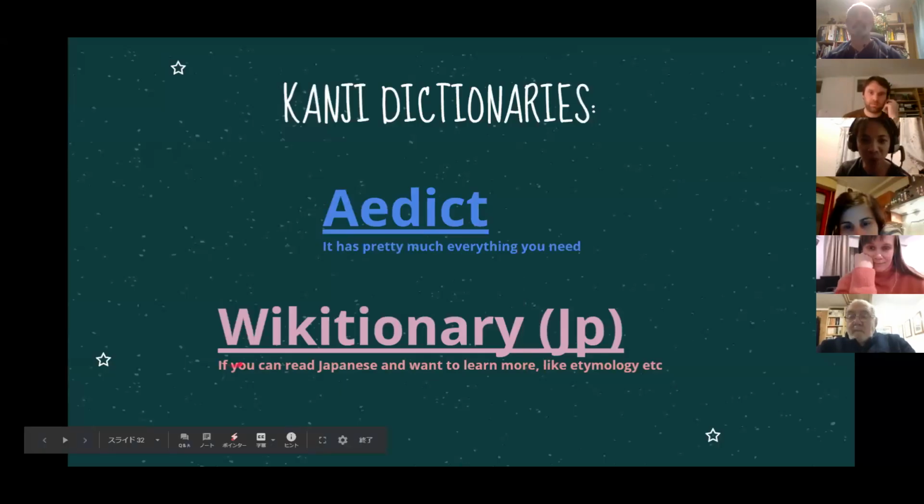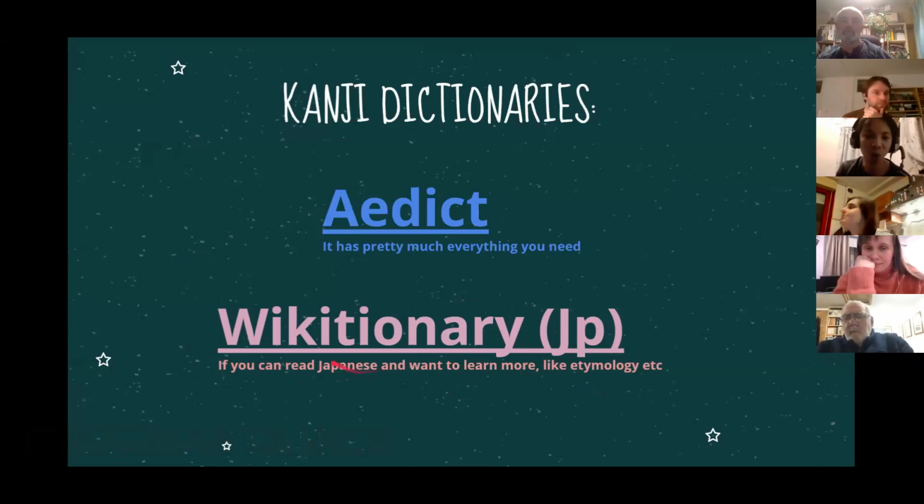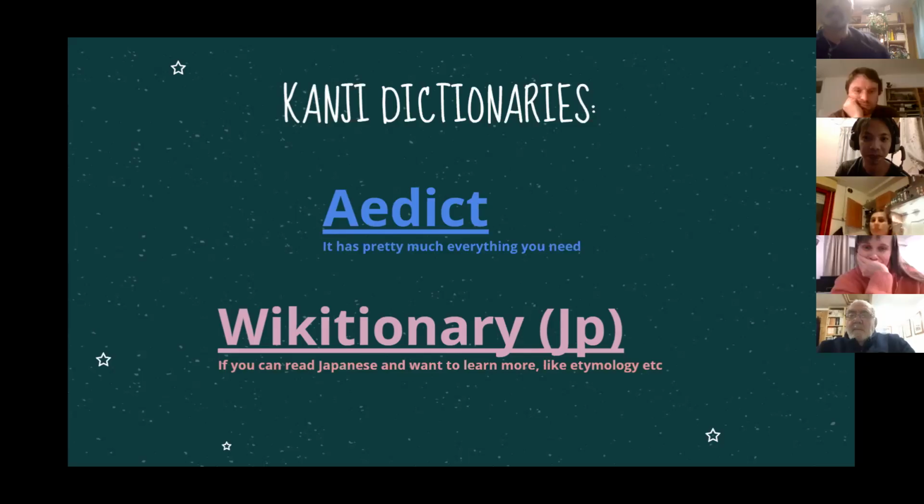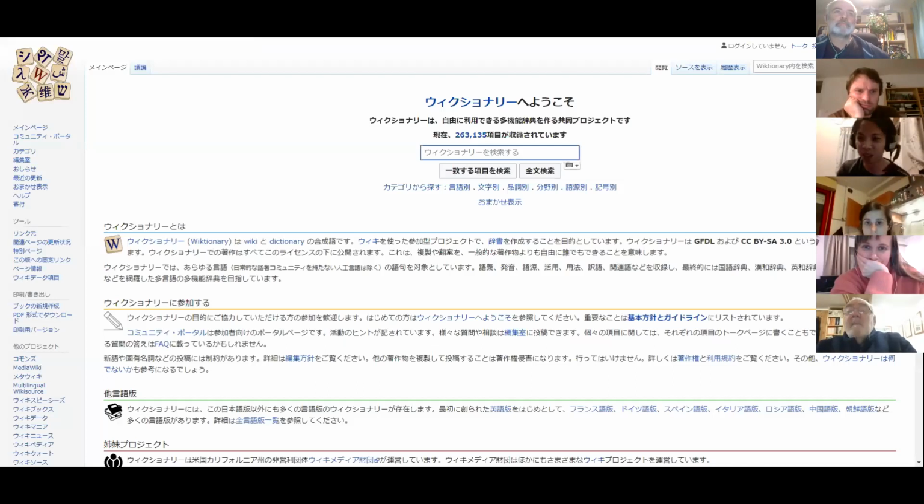So if you can read Japanese and you want to learn more, like the etymology of the character, then you can use Wiktionary. And I'm going to show you how it works. And then I have to share my screen again. So it looks like this. And then you have to type in the Japanese word, like, let's see, kyo.